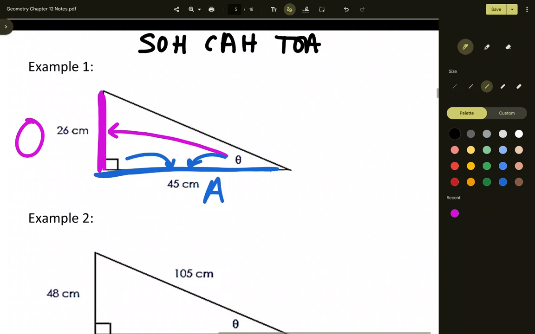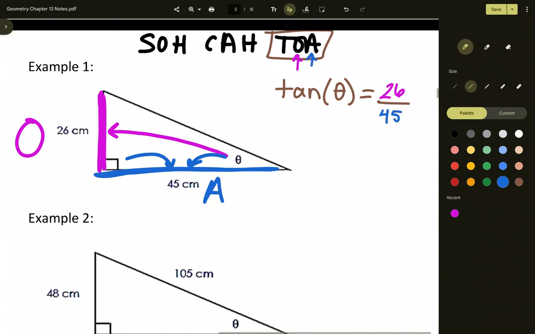So with SOHCAHTOA, I can see with O and A, we're going to be picking the TOA part, which means the tangent function. So I'm going to say tangent, and then next to that always goes our angle measurement, which in this case is theta. And then opposite comes first, so that's going to be on the top, 26, over the adjacent comes next, which is the number 45.